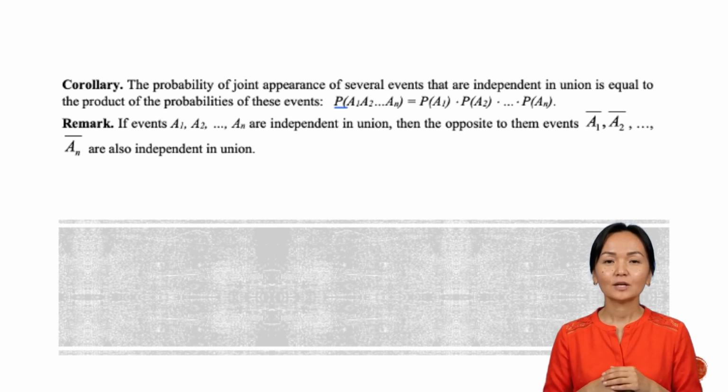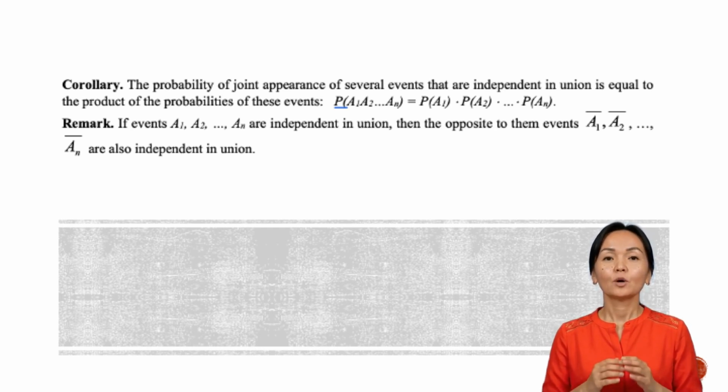Additionally, if events A1, A2 through A subscript n are independent in union, then the opposite events, the complements of A1, A2 through A subscript n, are also independent in union. This is a powerful result because it means we can work with either the original events or their complements and maintain the independence relationship. This property is particularly useful when calculating probabilities involving at least one type problems, which we'll explore later in this lecture.